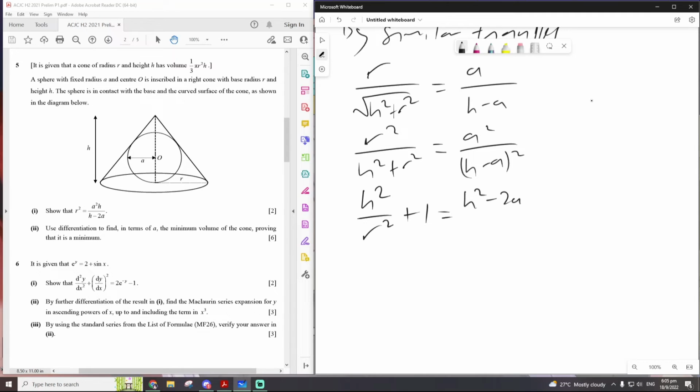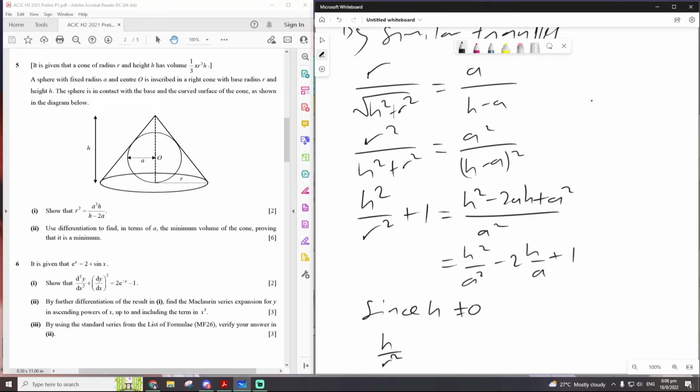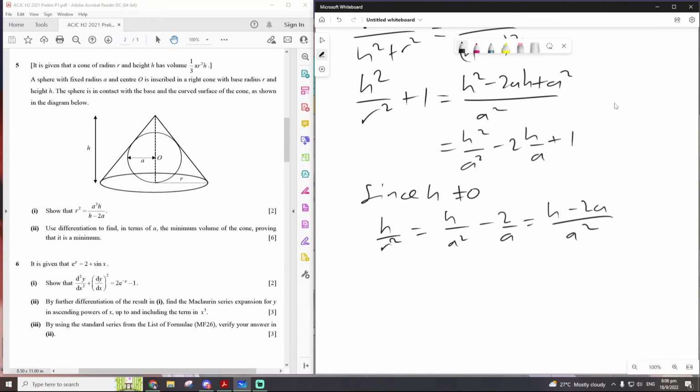h squared minus 2ah plus a squared, divided by a squared, which is h squared over a squared minus 2h over a plus 1. Since h is not equal to 0, I can cancel out the h's. So h over r squared equals h over a squared minus 2 over a, which is h minus 2a over a squared. And then of course you can make r squared the subject from here.